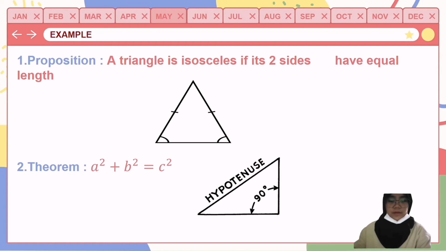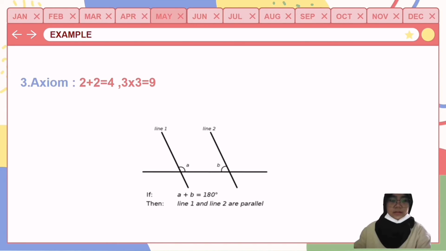Theorem, we have to find the hypotenuse when the triangle is 90 degrees. Therefore, we use the theorem a squared plus b squared equals c squared. Axiom, 2 plus 2 is 4, 3 times 3 is 9. From this diagram, lines 1 and line 2, a plus b equals 180 degrees. If a plus b equals 180 degrees, then line 1 and line 2 are parallel.